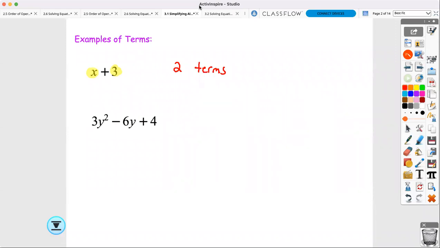Can someone tell me a term so I can highlight it? What's one term from this bottom expression? 3y squared, to the second power. That is one term. That's correct. Can someone name me a different term? 6y. That's a different term. Can someone name me another term? And 4. So in total, we only have how many? 3. There we go. Good. Any questions on how many terms, guys? It's very important that you guys know how to determine the difference, okay?